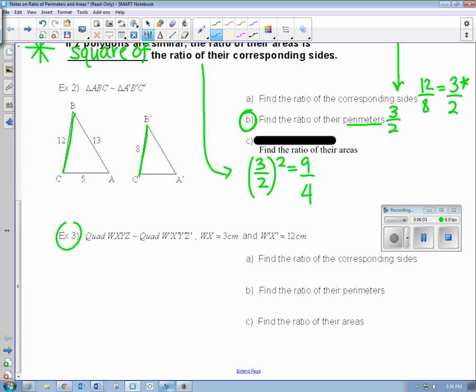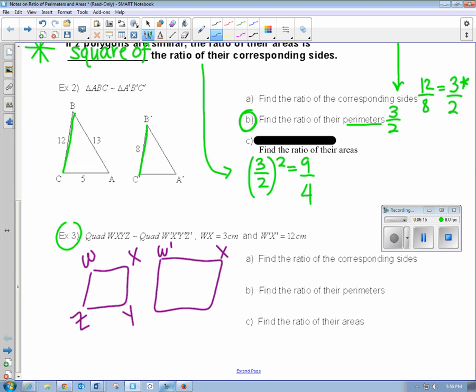So just take a quick look at this one. You don't have to write this down if you don't want to. I have two quadrilaterals, WXYZ and W prime X prime Y prime Z prime. And it says that WX and W prime X prime are in a ratio of 3 to 12. One of them's 3 and one of them's 12. Ratio of the sides, 3 to 12, which reduces to 1/4.